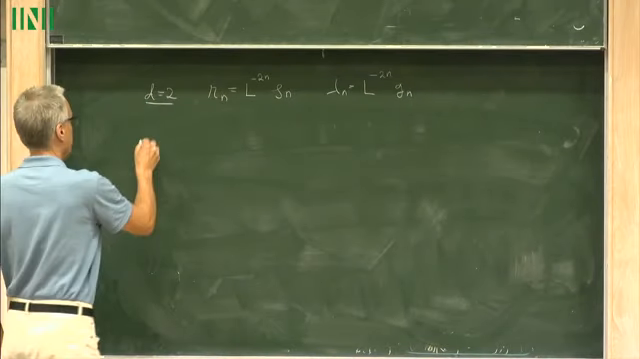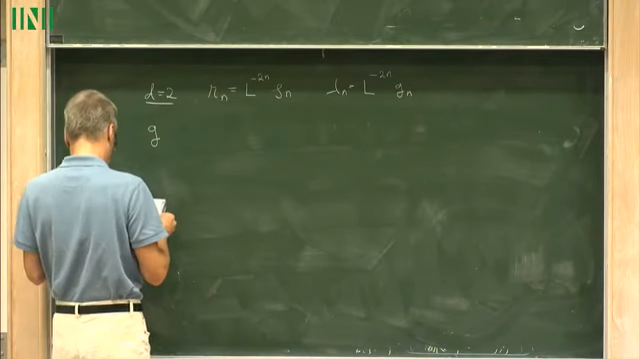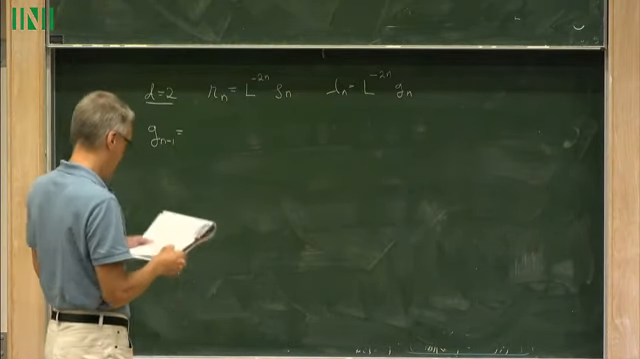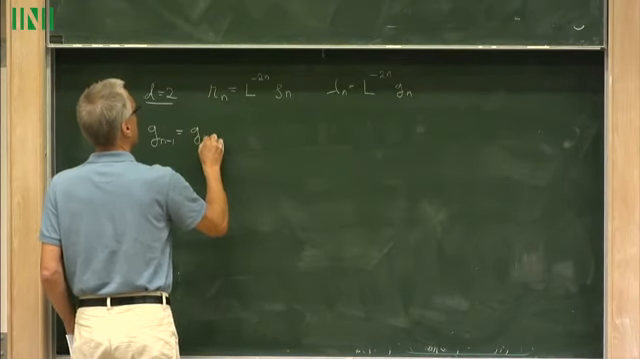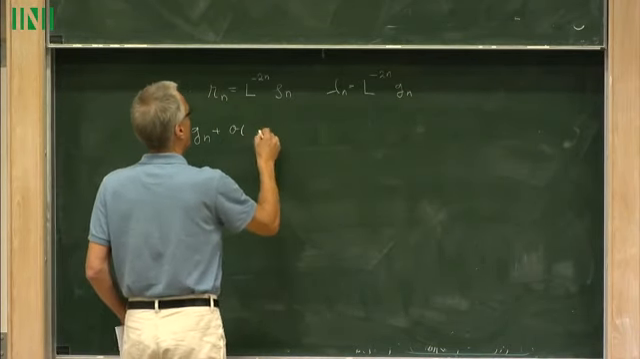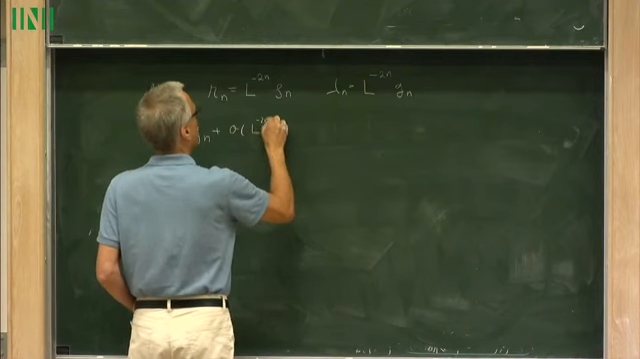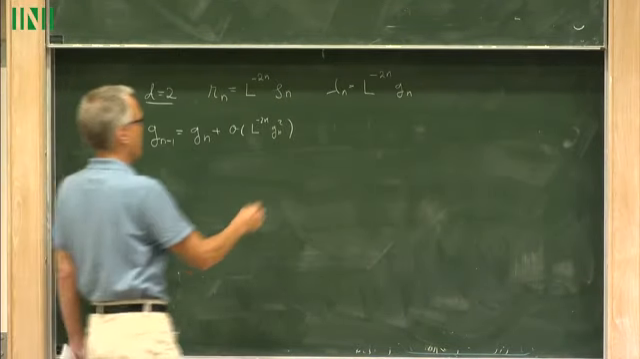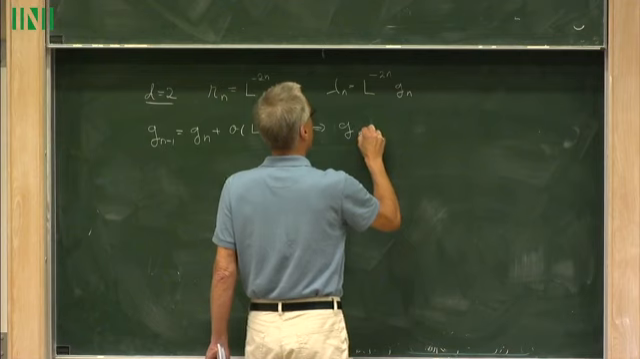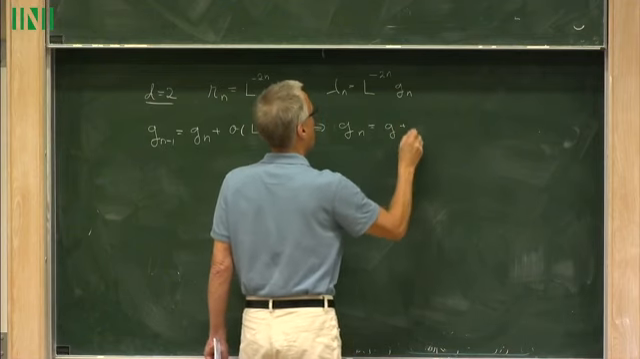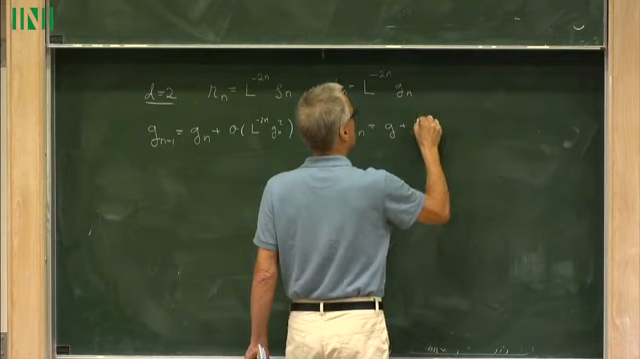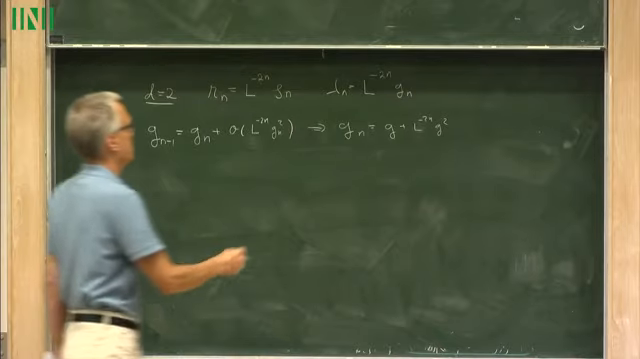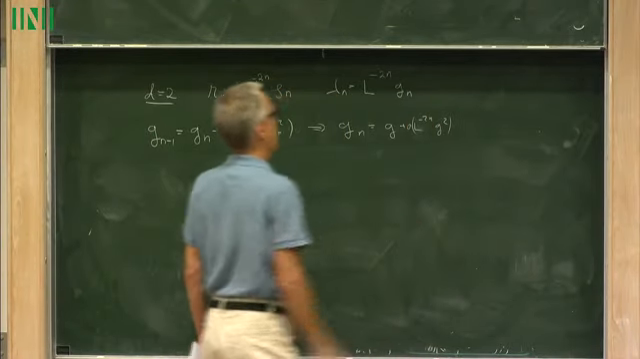So what is the iteration? I get that g_{n-1} is g_n plus order L to the minus 2n g_n squared. So this of course implies that g_n will be g plus order L to the minus 2n g squared. So nothing really happens to that.